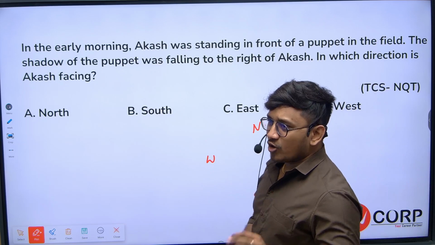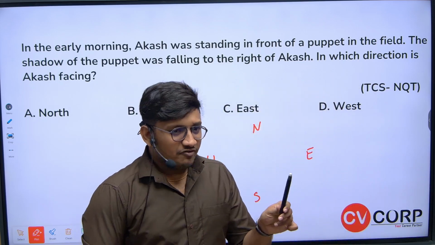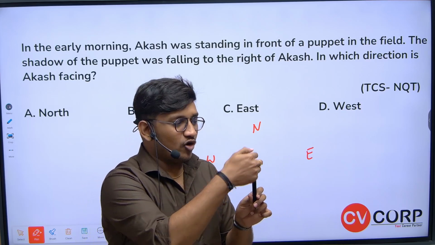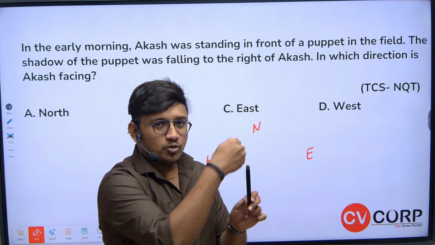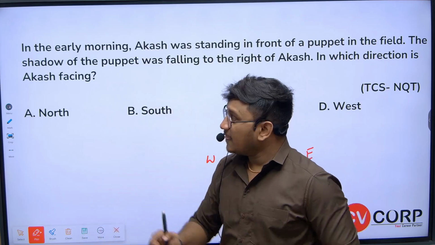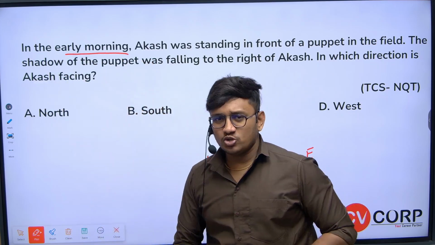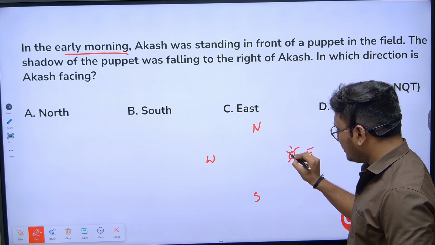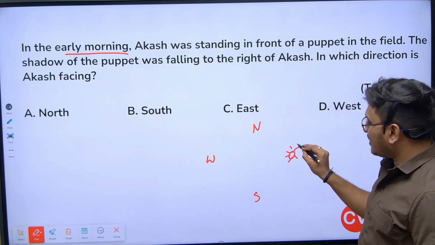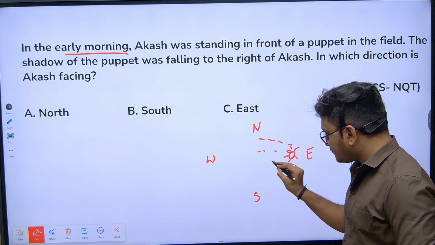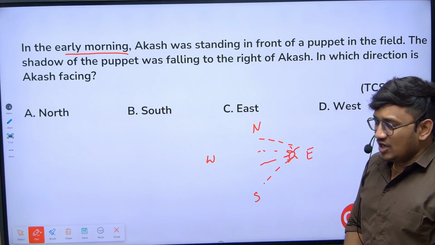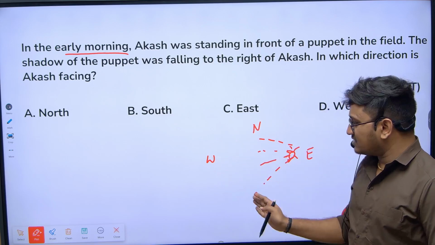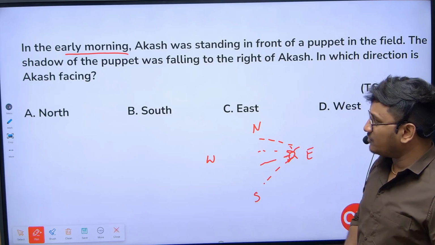Very simple logic. If I have a pen and I put a torchlight on the pen, obviously the shadow of the pen will fall to the other side, which is opposite to that. The same case applies here. In the early morning, the sun will be in the east, since the sun rises in the east. Sun rays will fall like this. The shadow of the person who is standing here will fall exactly on the opposite side of the person.